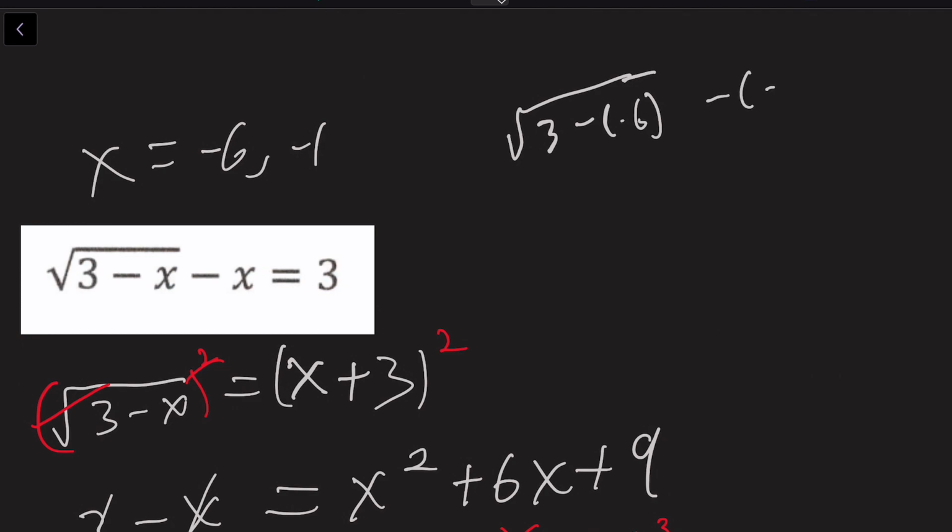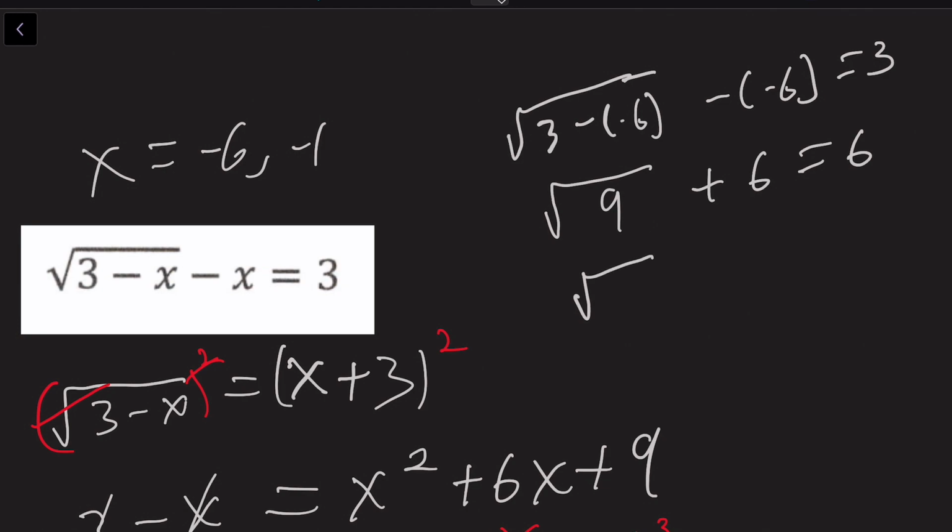minus -6 is equal to 3. 3 minus -6, that means it's 3 plus 6, and that's going to be 9. So the square root of 9 plus 6 is equal to 3. The square root of 9 is 3. 3 plus 6. Oh, I don't know why I wrote this 6 right here. There's still a 3. 3 plus 6 does not equal 3.